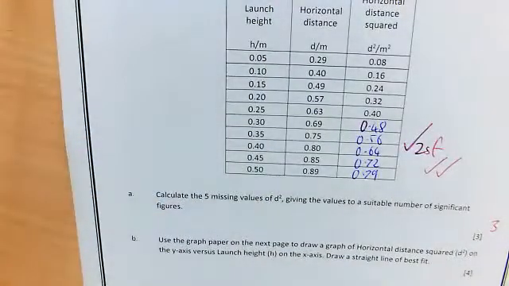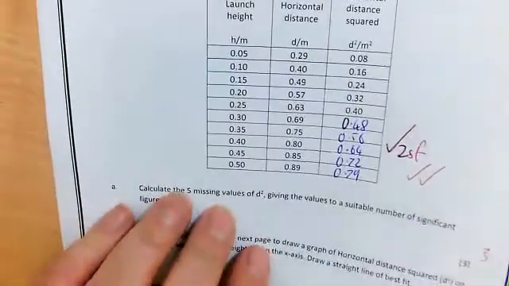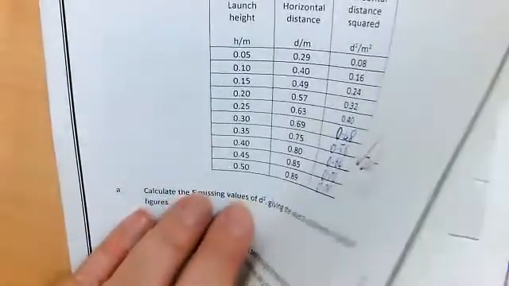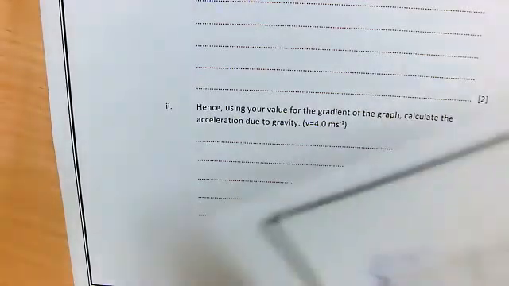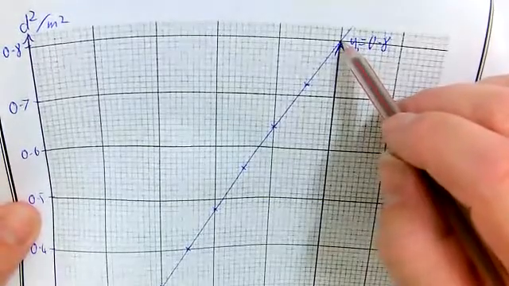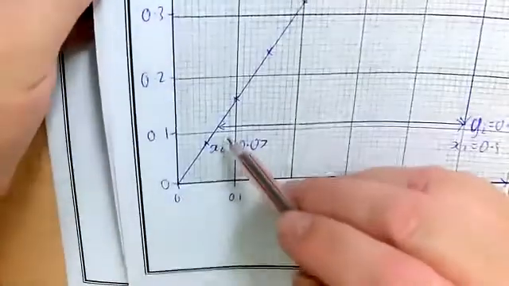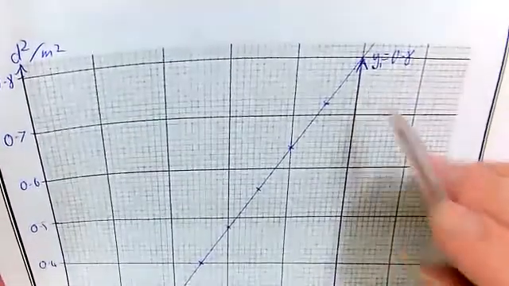Next part of the question is to measure the gradient of the graph. You know it's coming next. So for the gradient of the graph, you pick your convenient points on your line, not your data points. It's got to be the line. So you pick your 2 convenient points, one at the top, one towards the bottom. Nice big triangle, and that's worth 1 mark.